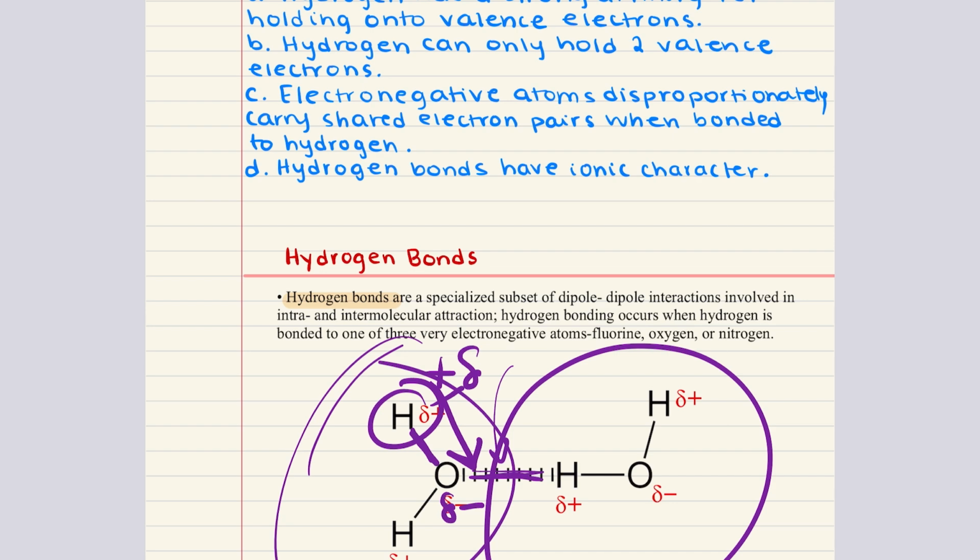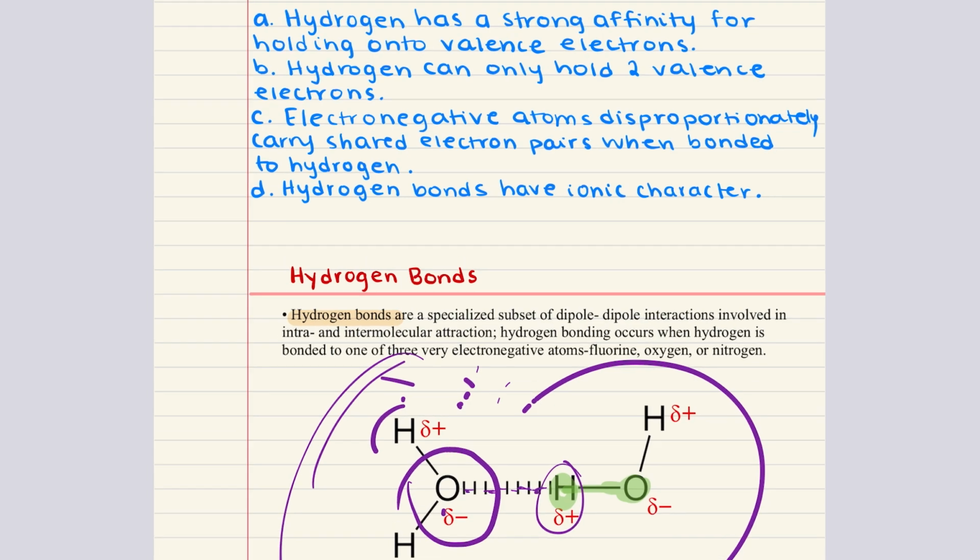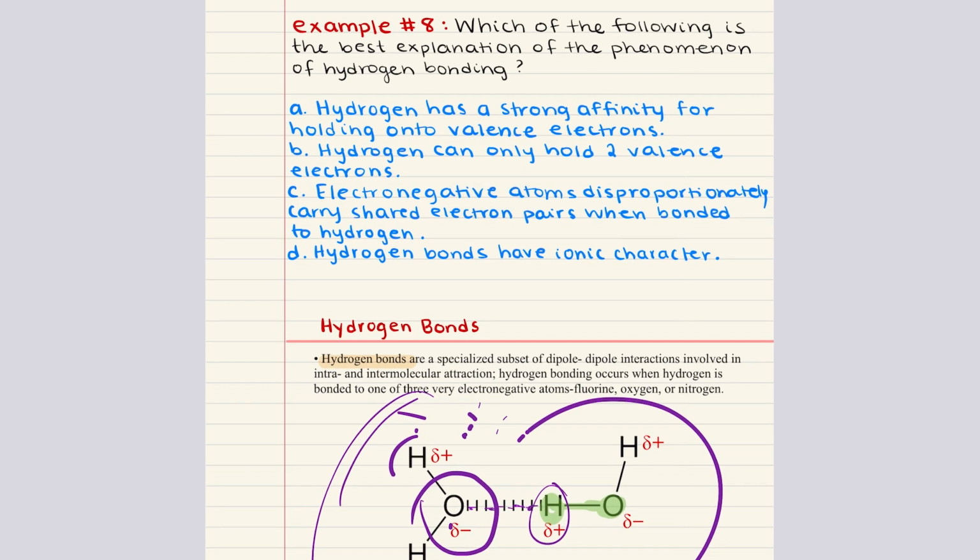Ionic bonds involve the transfer of electrons and the formation of charged ions, whereas hydrogen bonds are purely electrostatic interactions between partial charges on polar molecules, like we see here, right? We have this partial positive charge on a hydrogen that's bonded to an oxygen, and then this hydrogen goes out and has a hydrogen bonding electrostatic interaction with another water molecule, but the oxygen atom that has that partial negative charge. All right, so the correct answer then for 8 is going to be C.